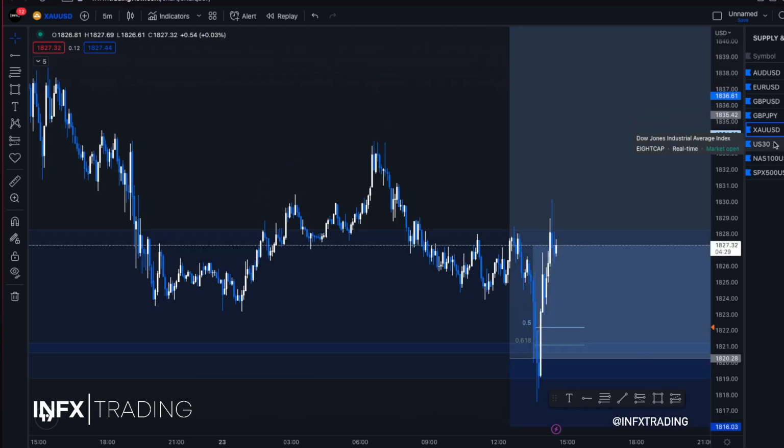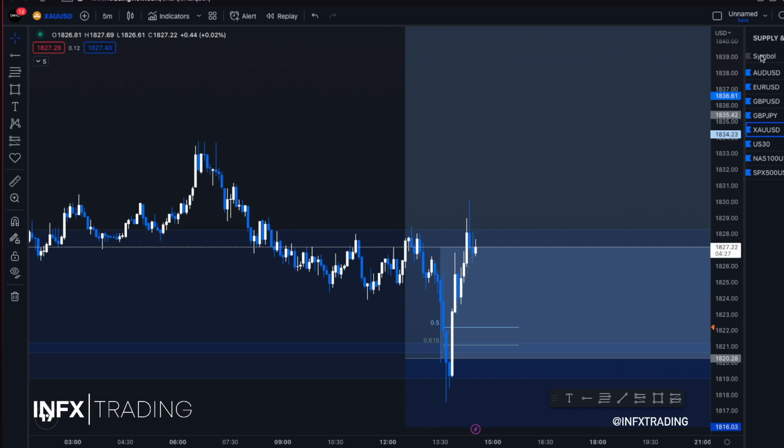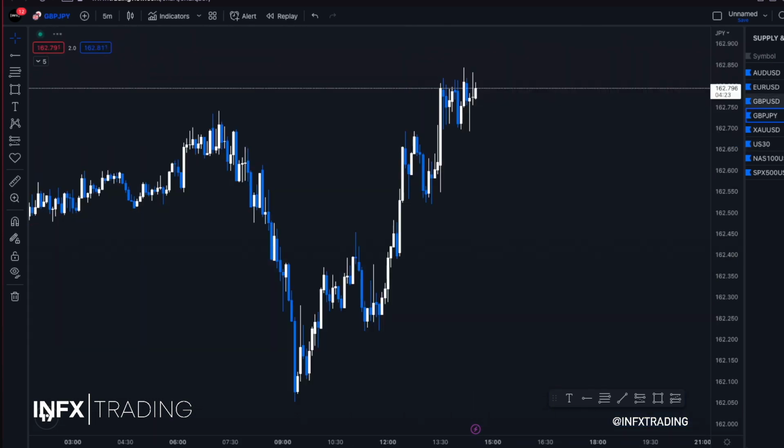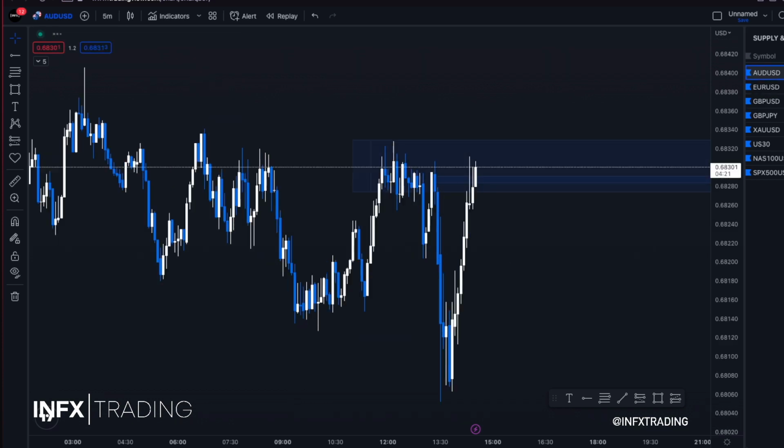That's a gold trade that we had earlier. I didn't record this one, and I actually took this out because of the New York Stock Exchange opening, but that was a nice little profit.